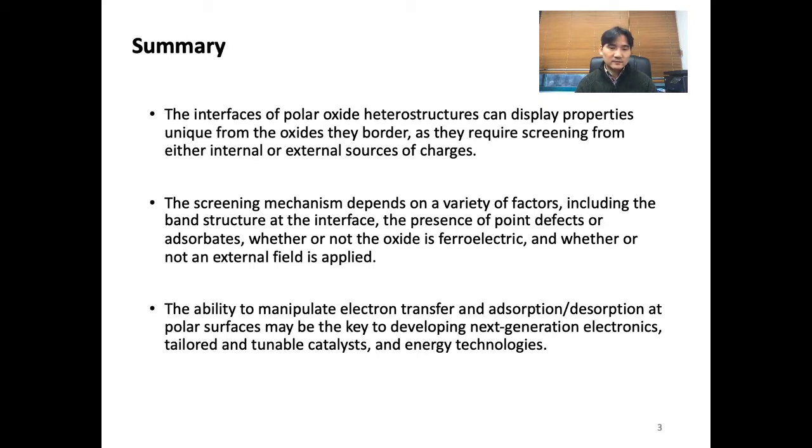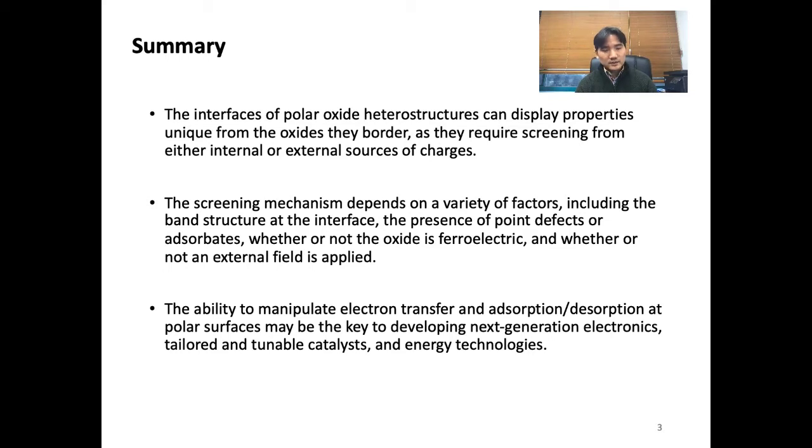Second, the screening mechanism depends on a variety of factors, including the band structure at the interface, the presence of point defects, or adsorbates like hydroxyl or protons, whether or not the oxide is ferroelectric, and whether or not an external field is applied. And ferroelectric is a term that is well defined in the textbook, where spontaneous polarization, which is the dipole moment per unit volume, can be switched by external electric field to equivalent states in terms of energy.